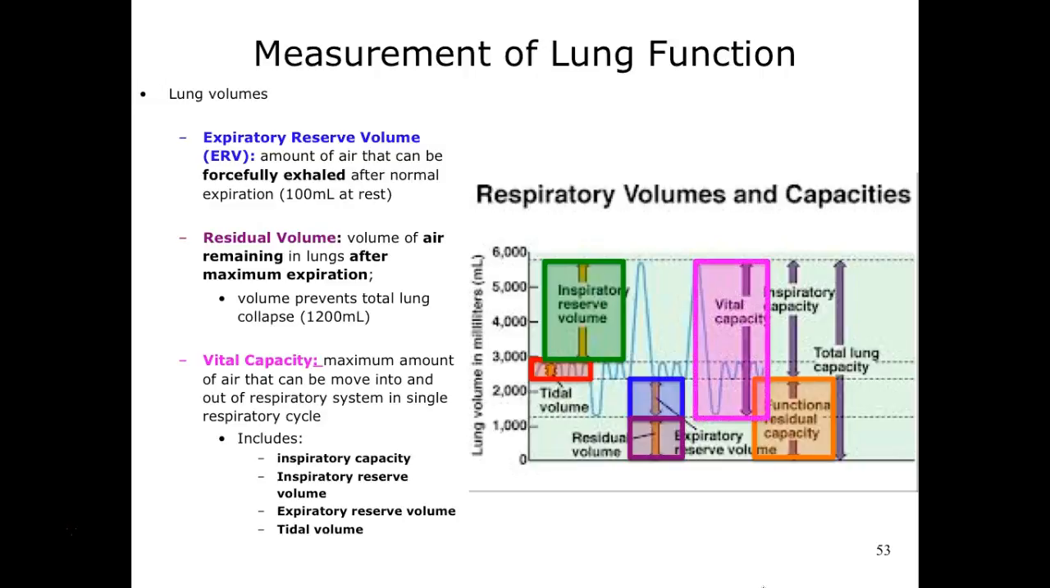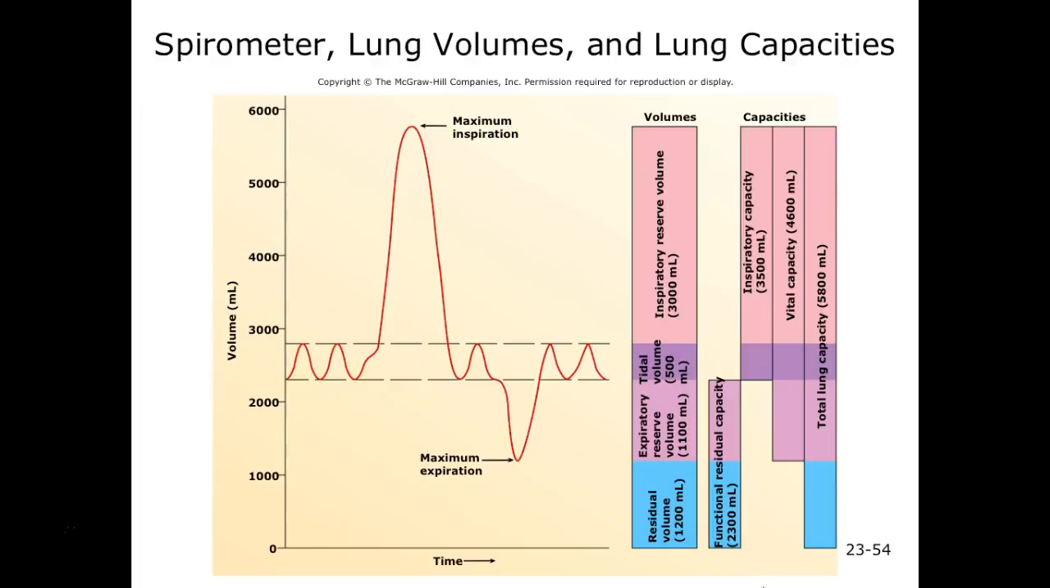And next we have your vital capacity, and this is the maximum amount of air that we can move into our respiratory system and out in one single cycle. So we're adding all of these other volumes or capacities together. We have your inspiratory capacity, inspiratory reserve volume, expiratory reserve volume, and tidal volume, all added together to get this vital capacity. So here's the graph that you have in your book where they break it down.